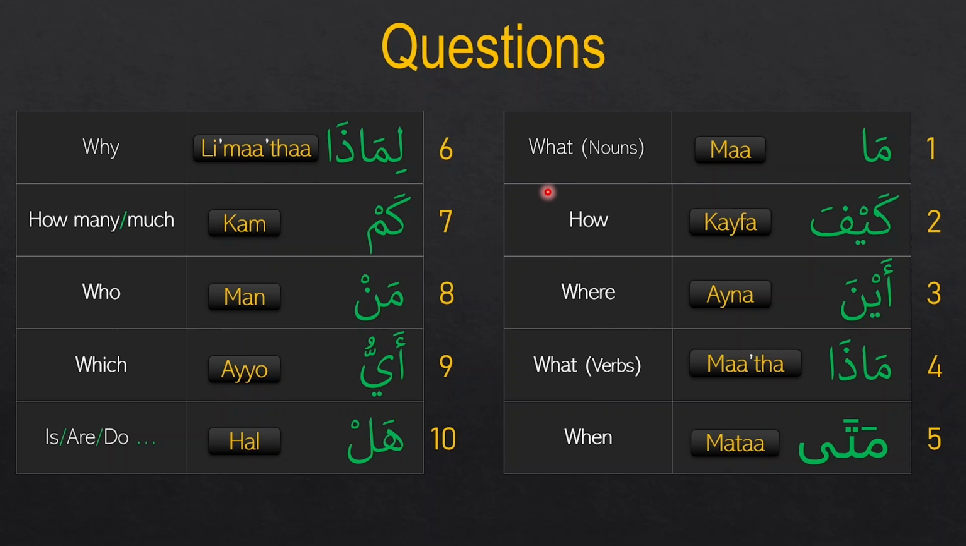So we have here ما and ماذا. They have the same meaning, but we use them in different places. ما is used with nouns to ask questions. ماذا is used with verbs to ask questions. So that's the difference between ما and ماذا.